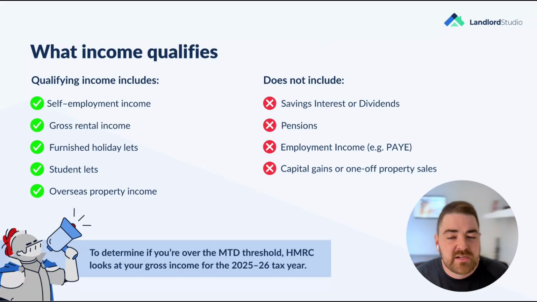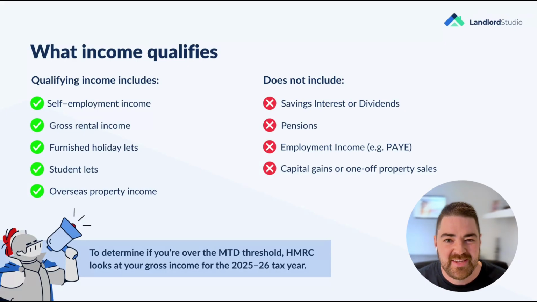So qualifying income includes things like sole trader income, rental income, furnished holiday lets, student lets. It does not include things like dividends or pensions. We'll explore a little bit more of that in detail later. The threshold and whether you're over it is calculated based on your gross income from the 2025 to 2026 tax year, not your net income after expenses. Meaning if you earn over £50,000 in just rental income in that tax year, then you're going to have to come under these new regulation rules.